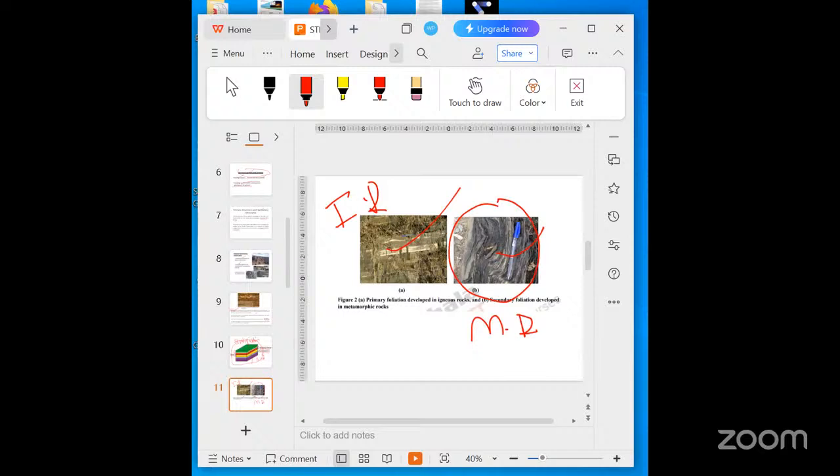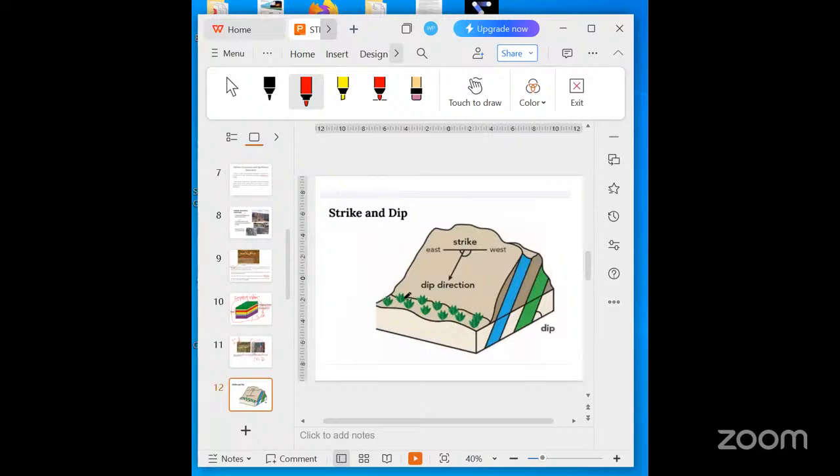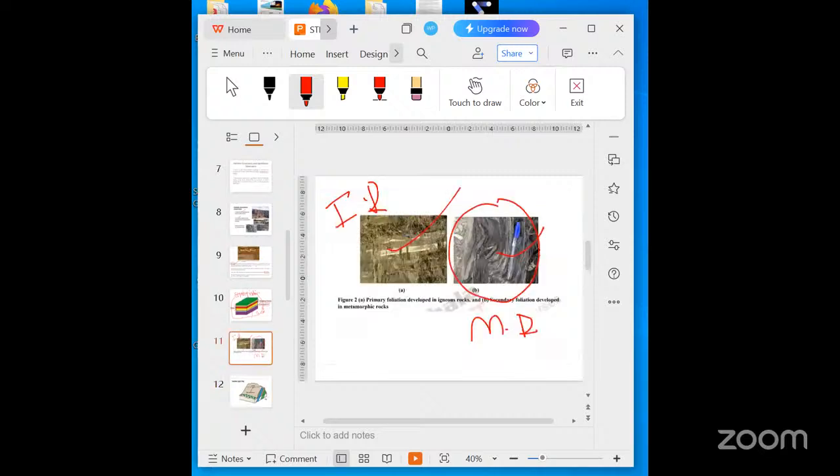Slaty cleavage, schistosity, and gneissosity. So these fall in the secondary foliation category, right? Now you see, intrusion also. What is the intrusion?